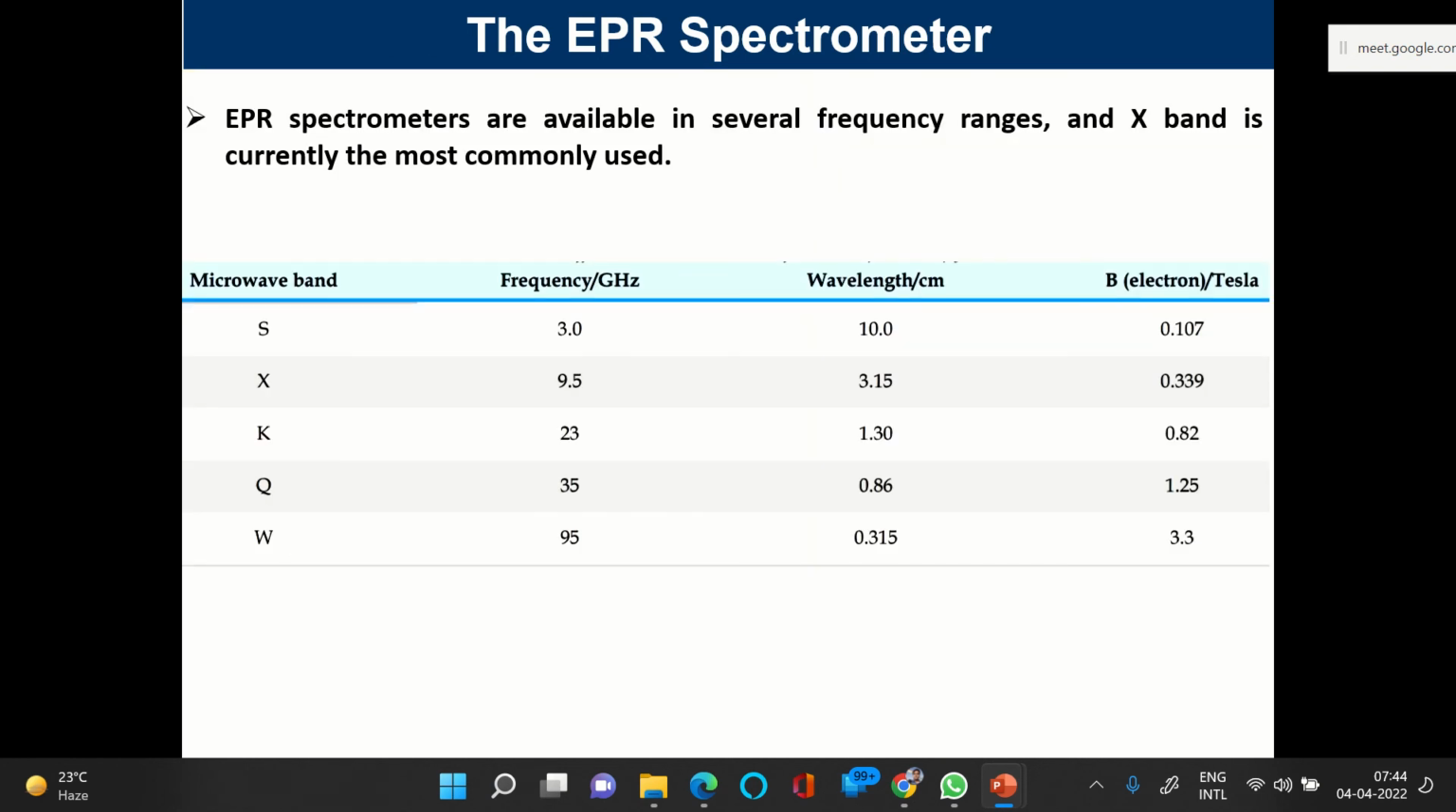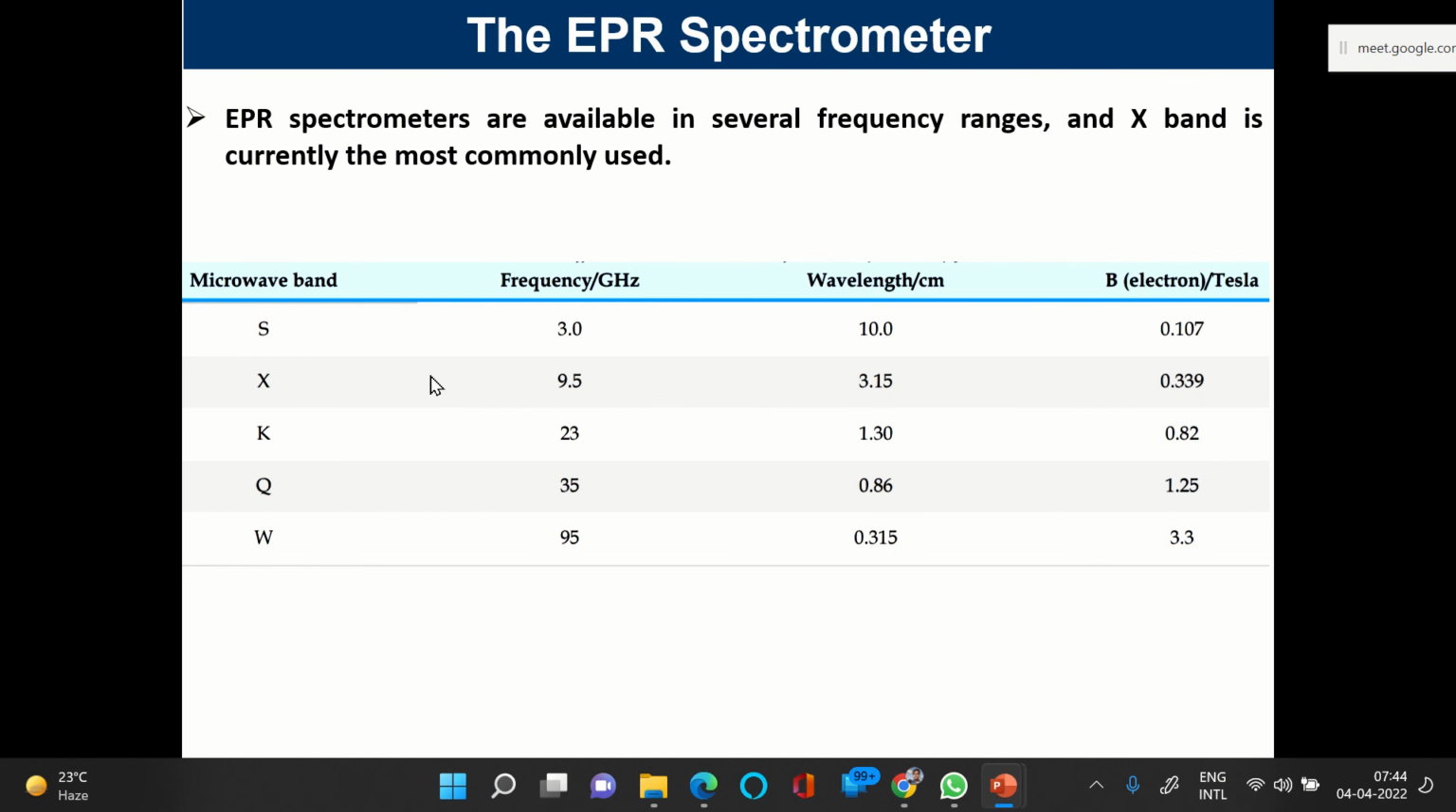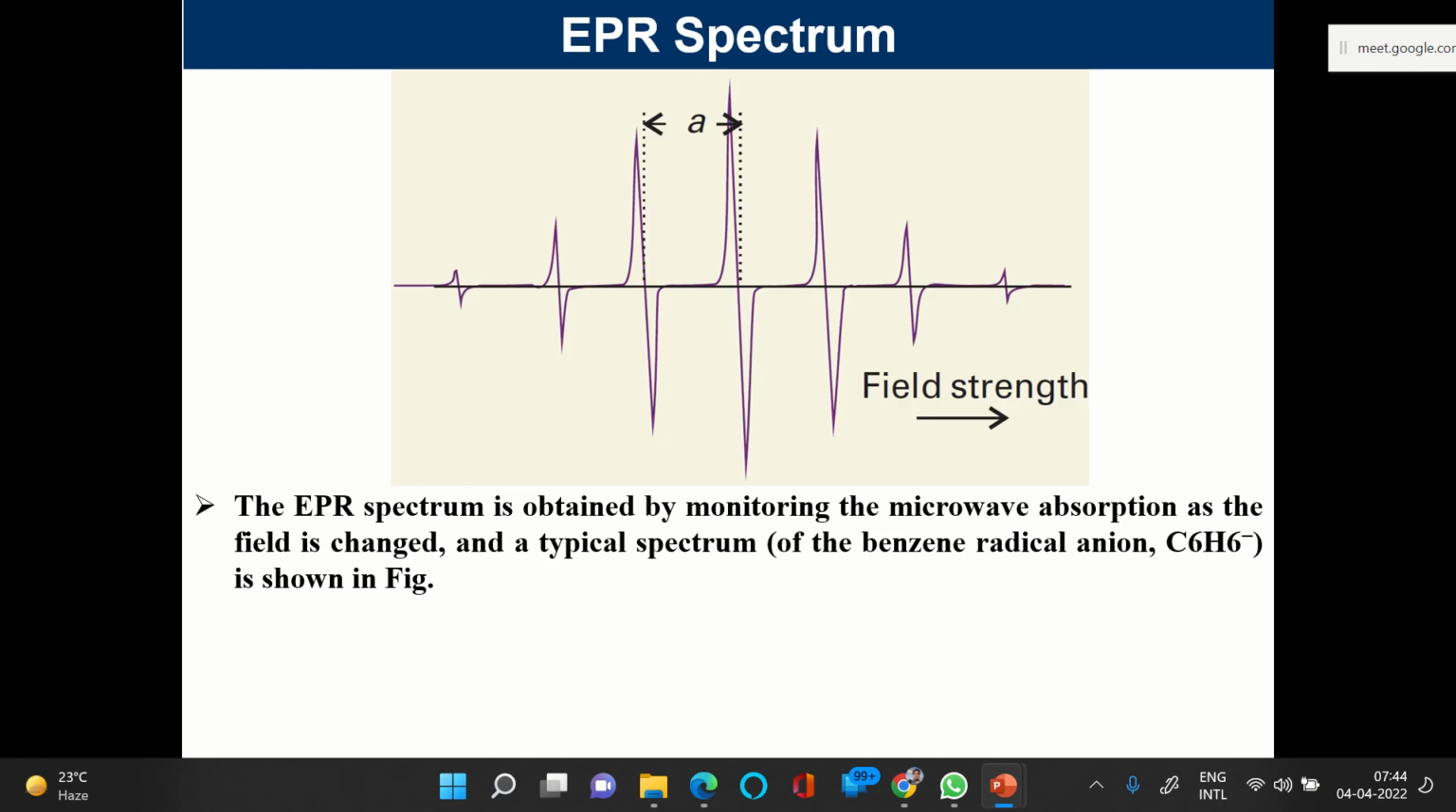So there are various frequency ranges available for EPR spectrometers, and accordingly different bands of the microwave region have been defined and named. You can have the S band, X band, Q band, but the most important is the X band. Most of the analysis is done with this. It has a wavelength of around 3 centimeters, a field of 0.339 Tesla, and a frequency of 9.5 gigahertz. Around this we build up the whole thing.